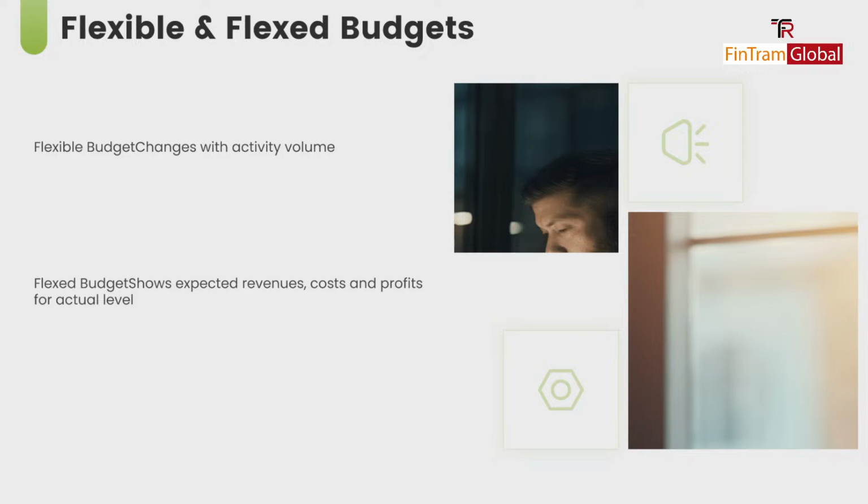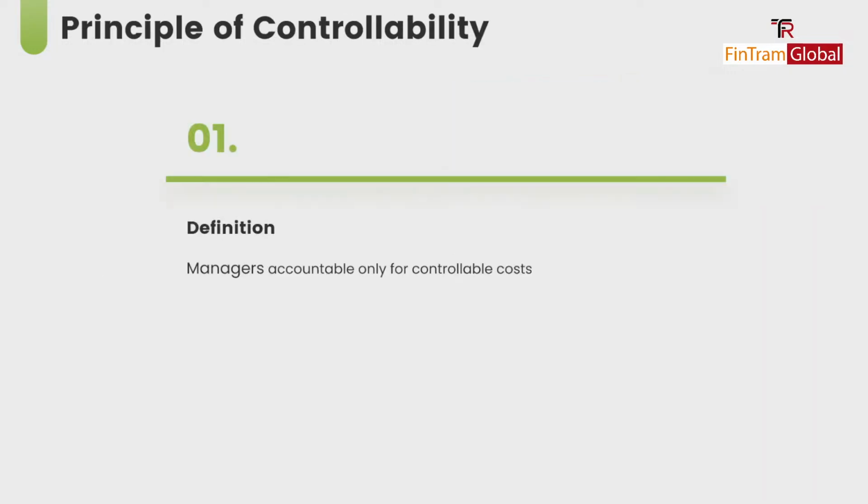So in order to make my budgets a bit more comparable, I'm going to change my fixed budget, which I initially planned with 10,000 units, to 8,000 units. How would my numbers be had I planned for 8,000 units? This is what a flex budget is all about, to put it very simply. A flex budget shows expected revenues, costs and profits for the actual activity level. Simple as that.